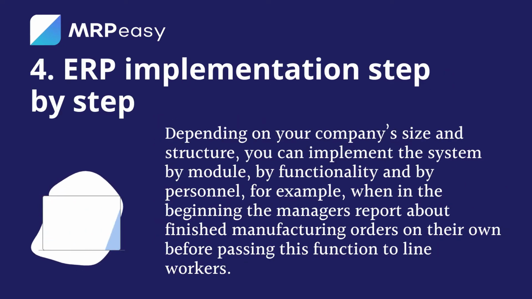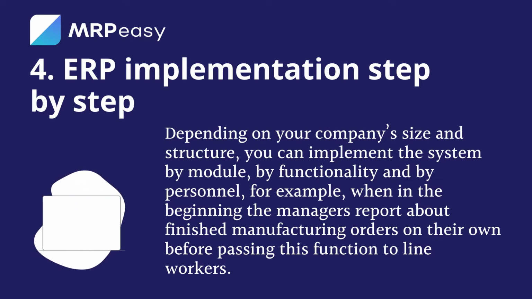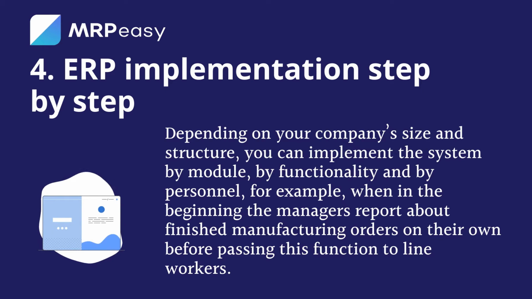4. ERP implementation step by step. Depending on your company's size and structure, you can implement the system by module, by functionality, and by personnel. For example, when in the beginning the managers report about finished manufacturing orders on their own, before passing this function to line workers.